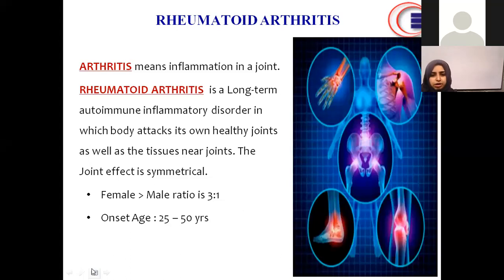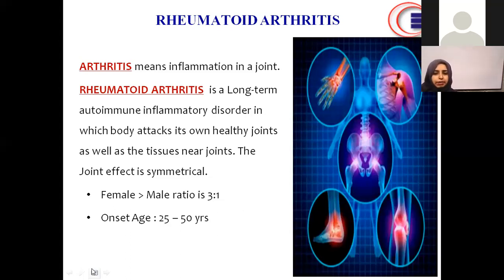What is rheumatoid arthritis? It is basically a long-term autoimmune inflammatory disorder in which the body attacks its own healthy joints. It means there is no exogenous antigen, nothing else. What is the body doing? It's an autoimmune process in which the body attacks its own healthy joints as well as the tissue near the joints.